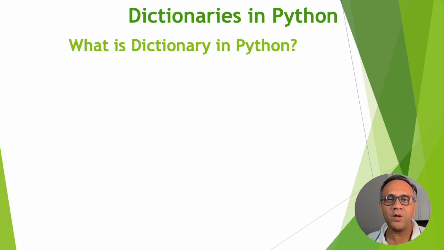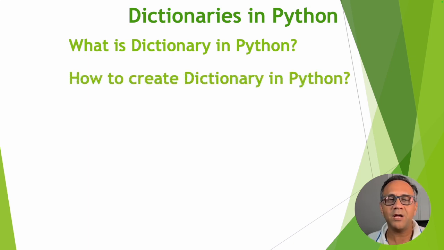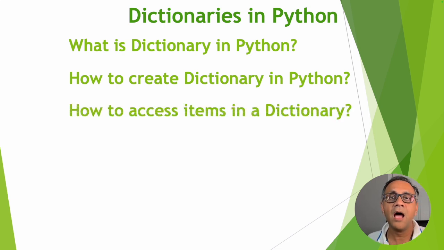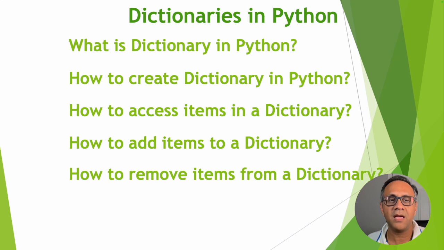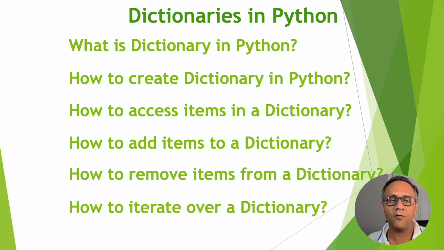I will start with only 2 minutes of theory. What is a dictionary in Python and what are the usages of dictionaries in Python? Then we will jump into the code, in VS Code, and see how we can create dictionaries in Python, how we can access items in a dictionary, how we can add or remove items from a dictionary, and how we can iterate over a dictionary. So you see, we are going to cover a lot today.